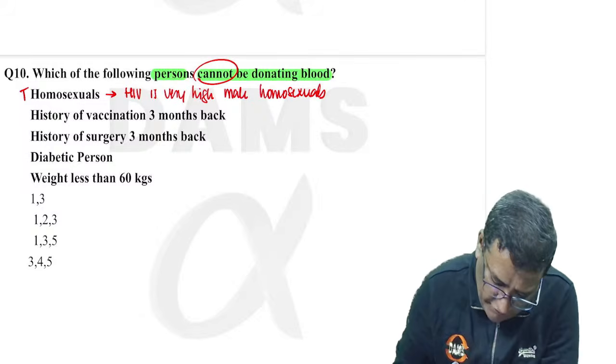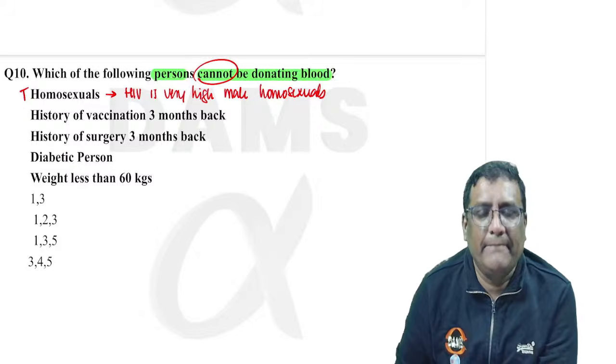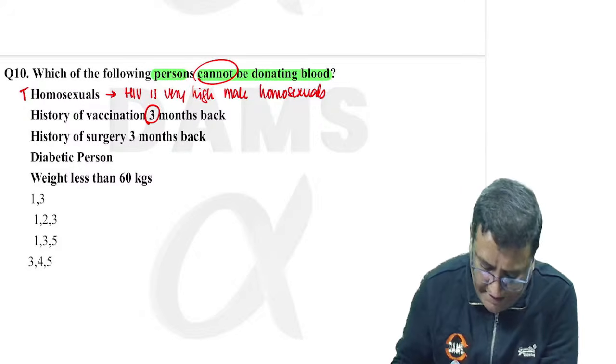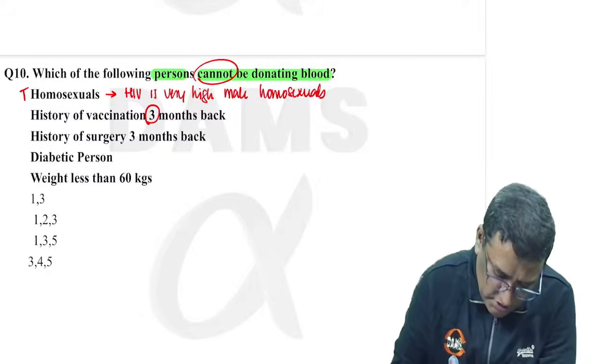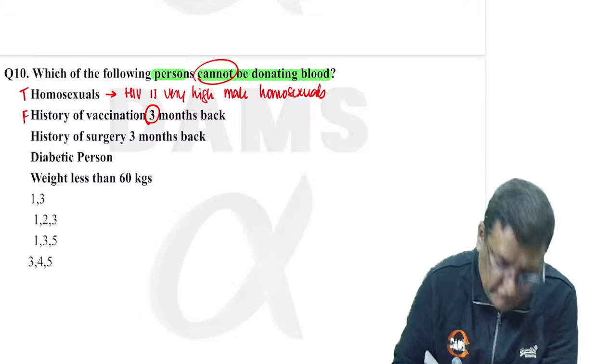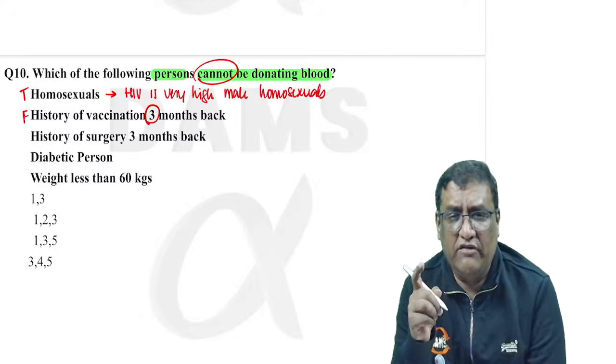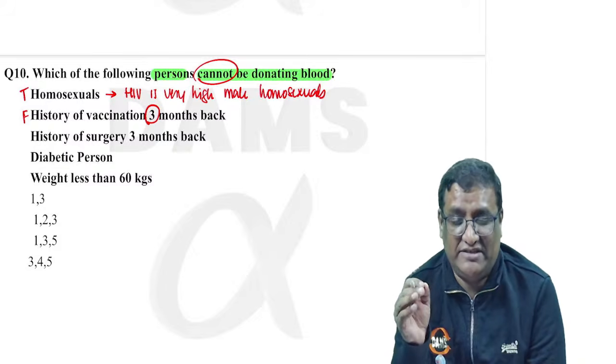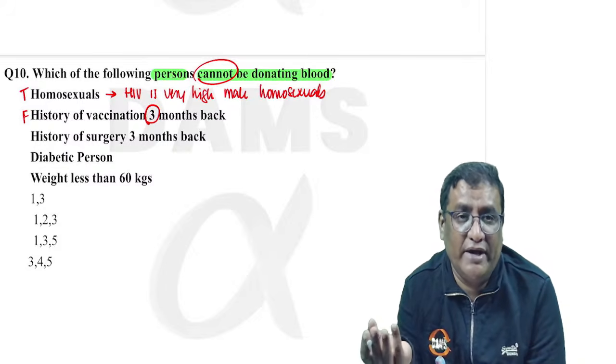Next, history of vaccination 3 months back. Answer is no, they can donate blood. So this is false. If you had a vaccination in the last 15 days, you can't donate. Specifically, if they are asking about a live vaccine, which we usually don't take. In an adult, we don't take a live vaccine.